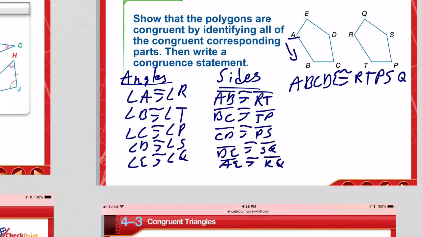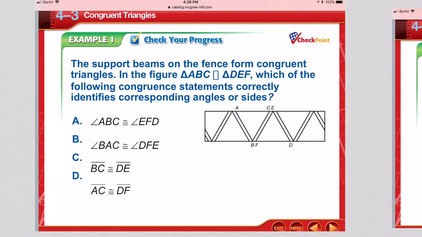I want you to go ahead and look at this question here. The support beams on the fence form congruent triangles. In the figure, it tells you that triangle ABC is congruent to triangle DEF. Which of the following congruent statements correctly identifies corresponding angles or sides? Be very careful to see which one of these statements over here matches correctly with what we have over here. Or, the easiest way, look at how these are named and make sure they have it matched up correctly.